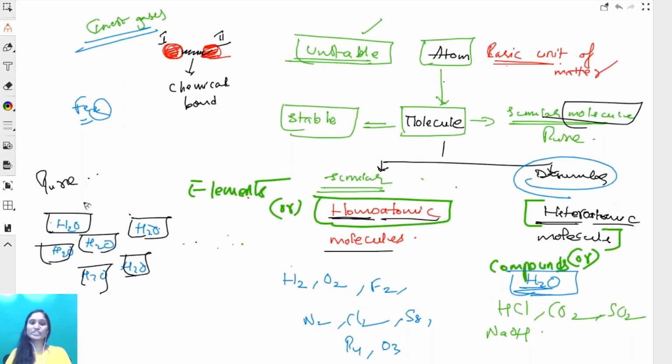And now inside the molecule, if you have dissimilar atoms, that's okay. You refer to it as a compound, that's okay. Purity is at molecular level, not at atomic level. I hope this point is clear. If not, please do let me know.